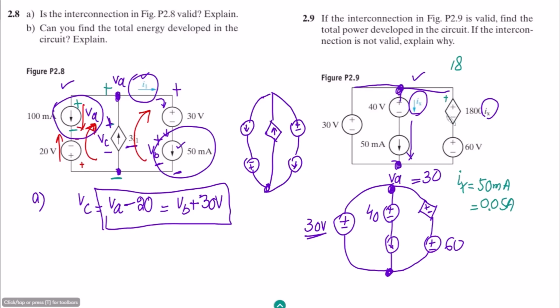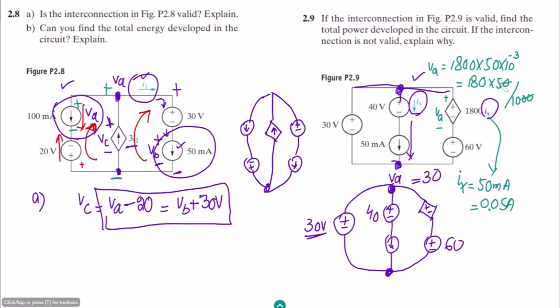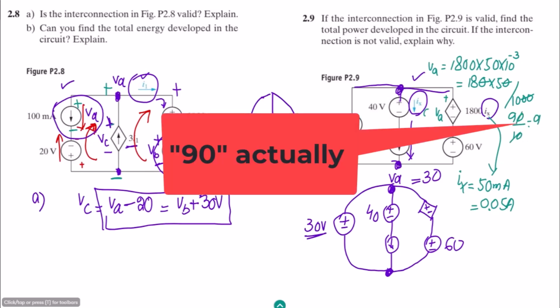Putting it here, what will we get? The voltage across it, let me call it VA. So the value of VA would be 1800 multiplied by 50 multiplied by 10 to the power minus 3, because of this Ix which is here. Finding it out, it will be 180 multiplied by 50 divided by 1000. So these two will cancel out. 18.5 is 90 divided by 10, so this will be 9. So the voltage here is 9.